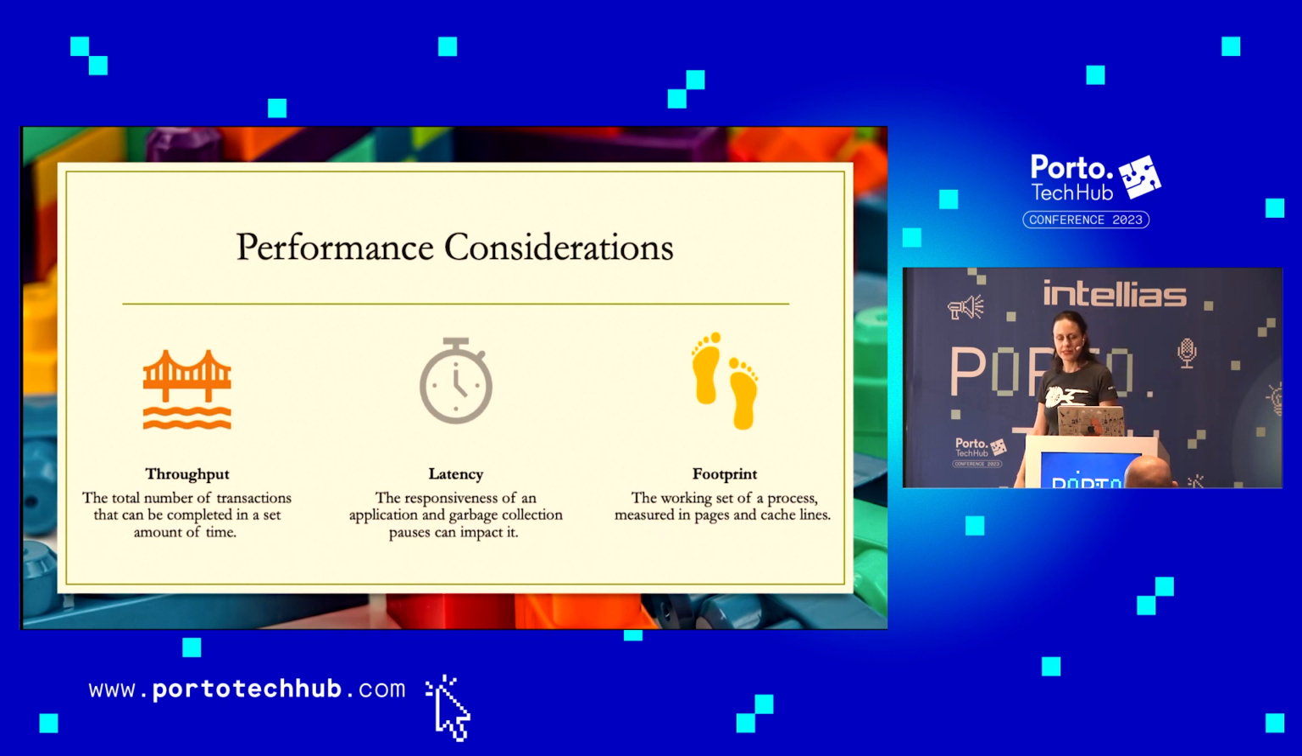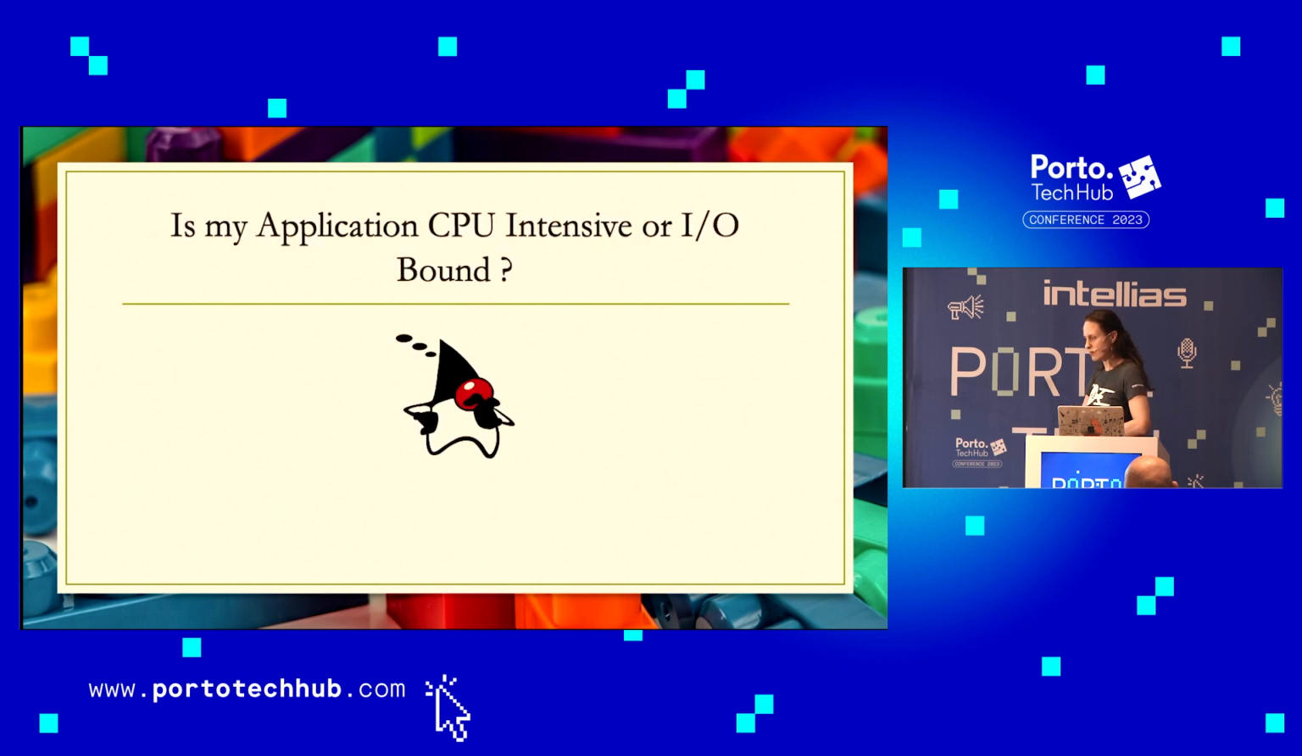So let's take some examples. First of all, let's think about our applications. Are they CPU intensive or IO bound? So what does that mean? A lot of people are not aware of what that means, or which trade-off they should insist on when it comes to their application, because based on that trait, tuning garbage collection would help them more.